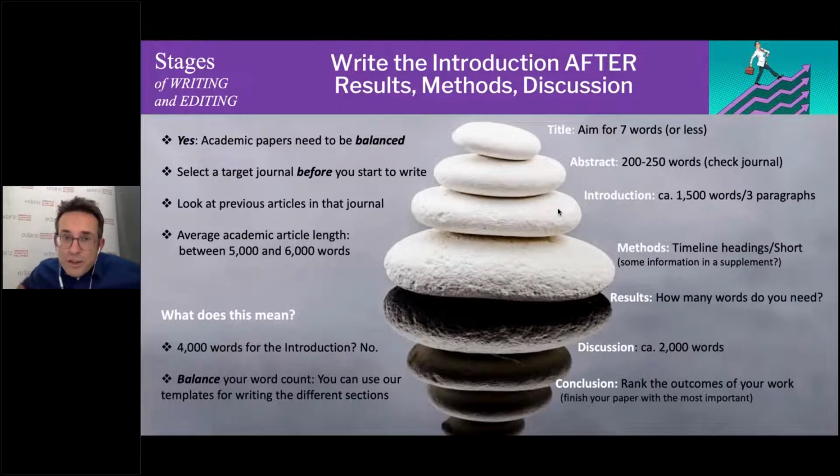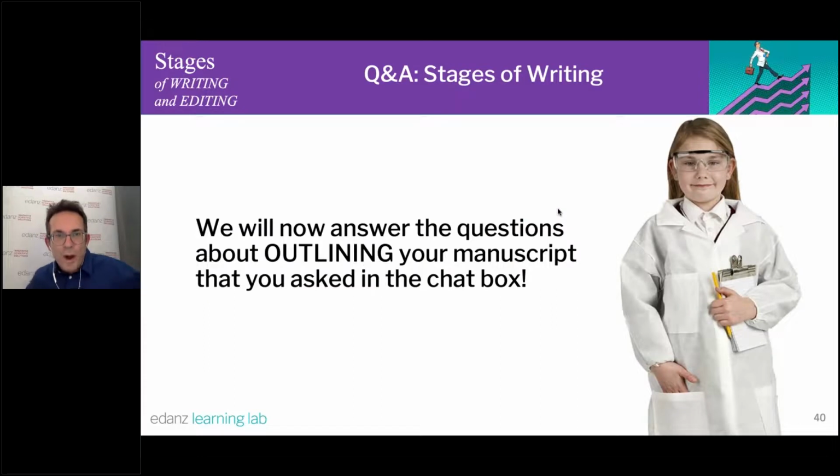And for this reason, the introduction should be written towards the end of the process, because academic papers need to be balanced. Select that target journal before you start to write. Look at how previous articles in that journal are structured and build out the structure for your paper in the same way. So, stages of writing, we've talked about journal selection.